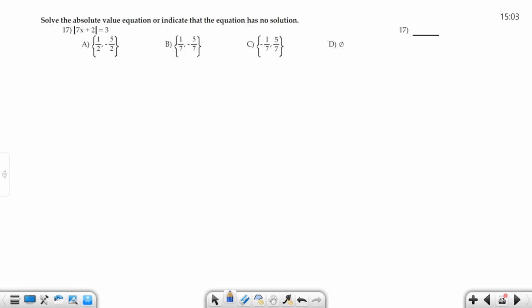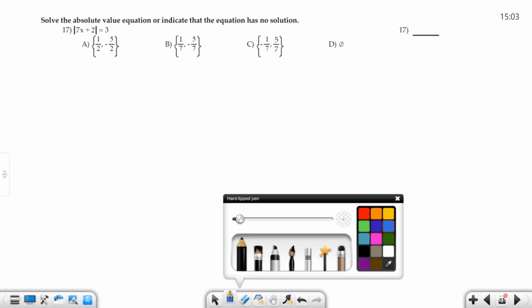Solve the absolute value equation. So that was a radical. Now here's an absolute value. To solve the absolute value, remember absolute value is the distance from 0. So the first thing you need to do is get the absolute value by itself.